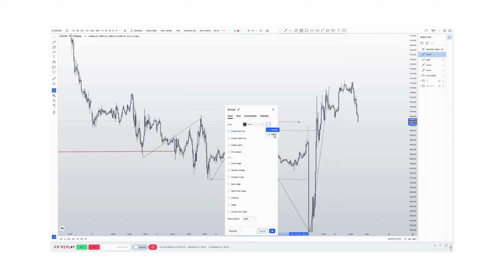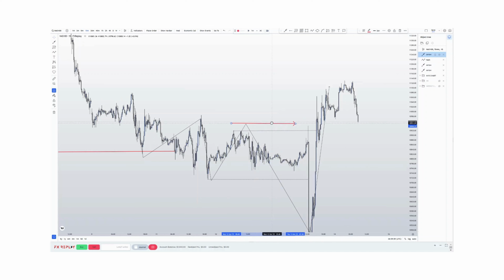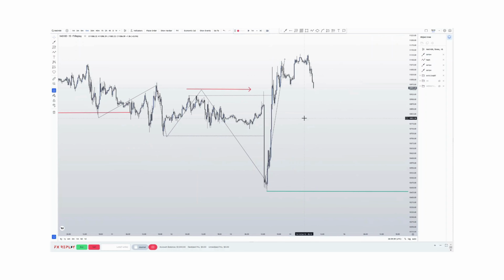We have a break of internal structure shifting to bullish to symbolize the counter trend of the M15. So here we have an internal break of structure to the upside, which now shows us where our weak swing is.